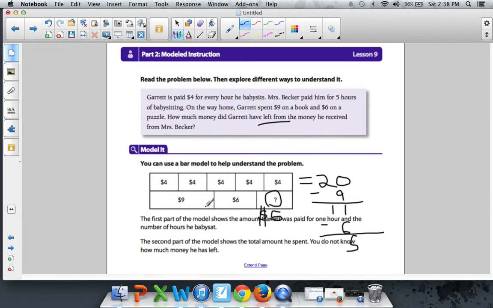Oh, I forgot to mention, you should be on page 78 and 79.